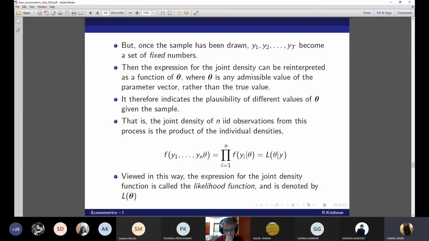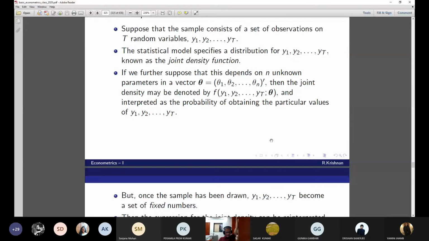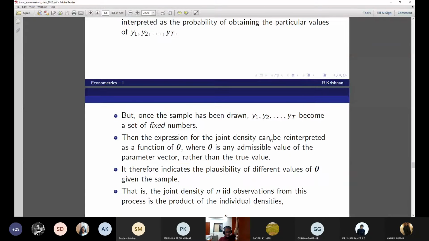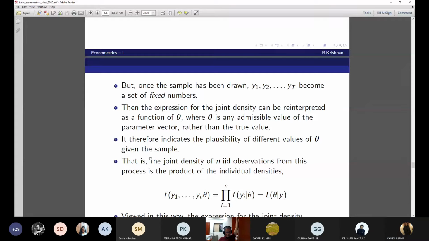I couldn't understand this last point that you said. Plausibility of different values of theta given the sample. So we are checking the probability of the sample at different values. What do we know? Do we know the true value of theta? No, sir. It could be any theta, right? For different values of theta, the probability will be different, right? That's what I mean in the third bullet point: it therefore indicates the plausibility of different values of theta given the sample.